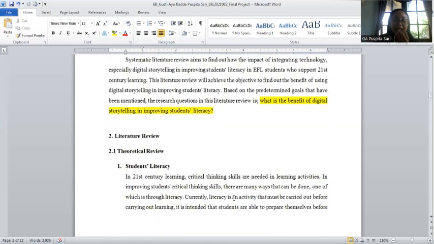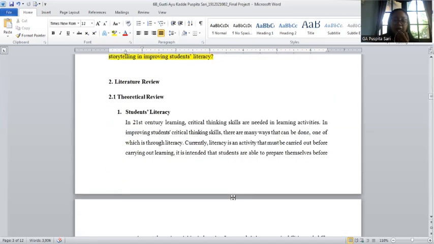The next part is about the literature review. I put two subtopics. The first is the theoretical review. I put two topics. The first is students' literacy.